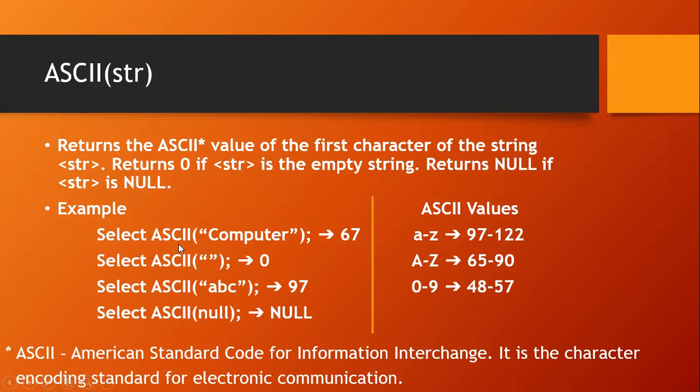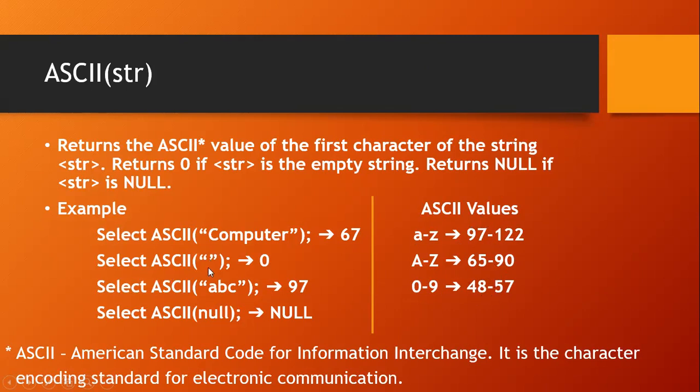So select ASCII of 'computer'. What is the ASCII value of the first character in the string? That is capital C. What is the ASCII value of capital C? That is 67. You can see the ASCII values for your reference. Small a is starting 97. So small b is 98, small c is 99, and so on. Similarly, capital A, the ASCII value is 65, capital B is 66, capital C is 67, and so on. And the ASCII value of 0 is 48. If you can remember the first number, it will be good.